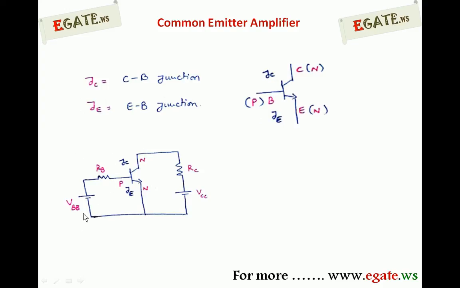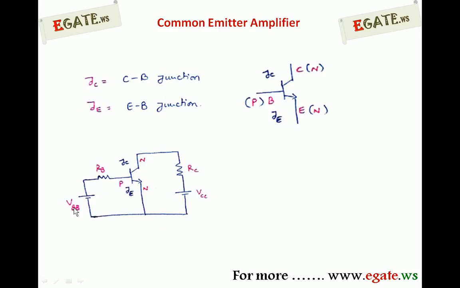So by applying VBB and RB, we can ensure JE is forward biased, and with the help of VCC and RC, we can ensure the collector base junction is reverse biased. We can say now the transistor is in the active region. So by applying constant voltages along with current limiting resistors, we can keep the transistor in the active region. This is generally called biasing.